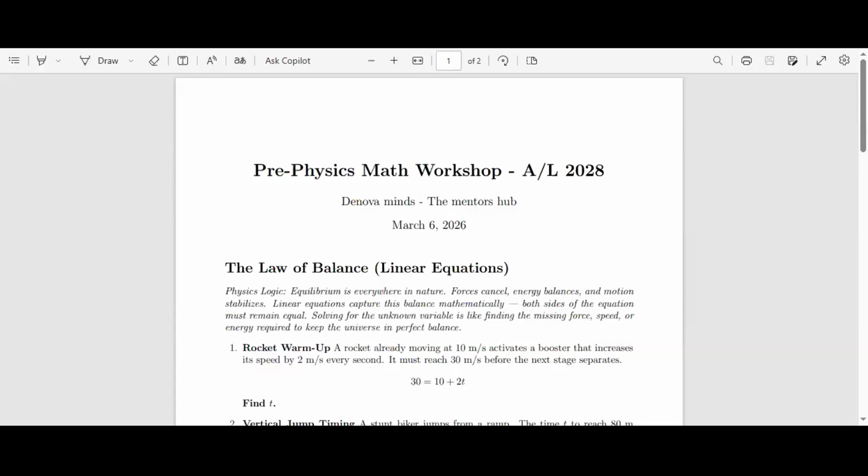So let's get into this. Today I have planned to do maybe 3-4 sections. The first section that I thought of doing is linear equations, right?